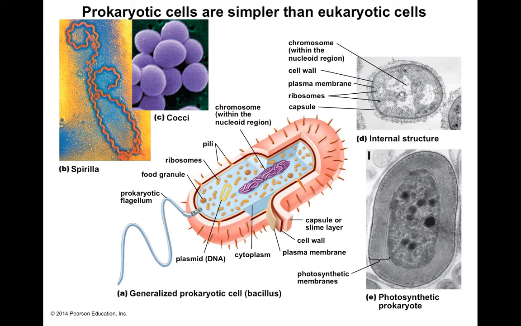Additionally, some of these prokaryotic cells actually are able to photosynthesize, and they do that in a similar but yet different way from chloroplasts. Here we have a photosynthetic prokaryote, and we have these photosynthetic membranes that are going to lay on top of one another, basically like rings in a tree or like a rolled up layer of dough.